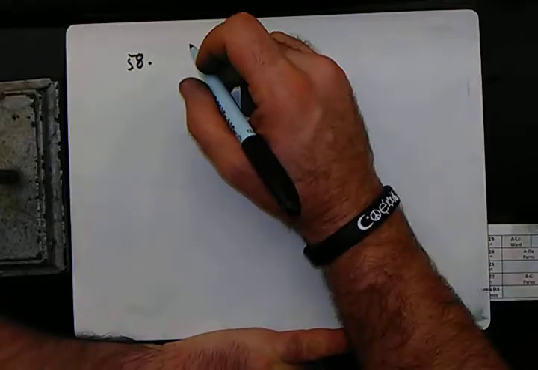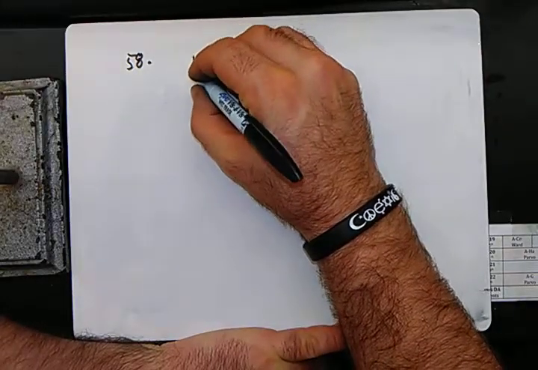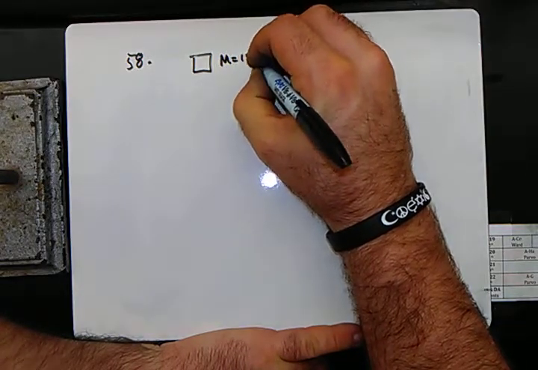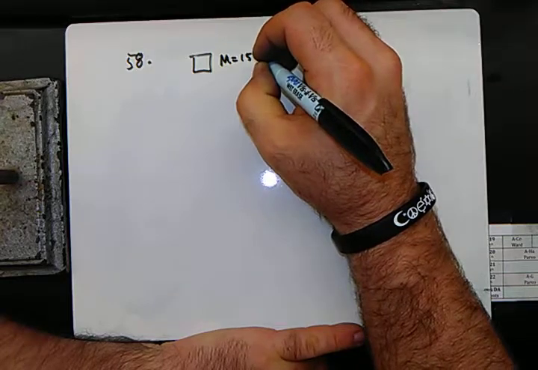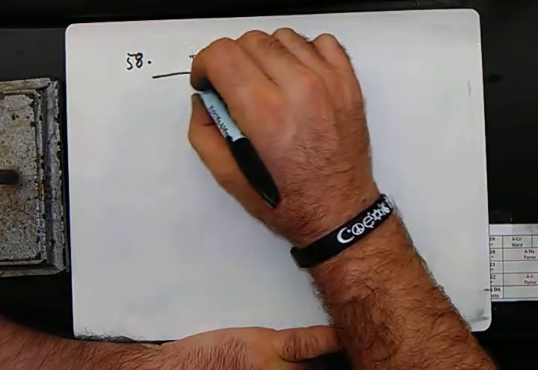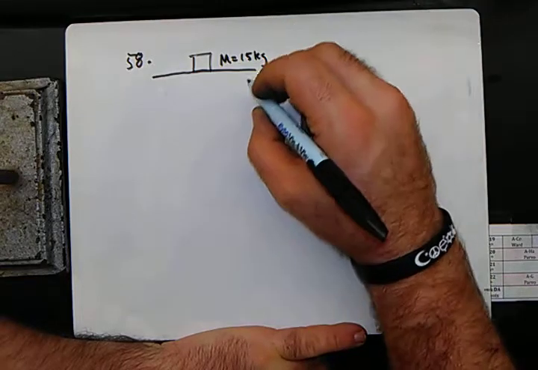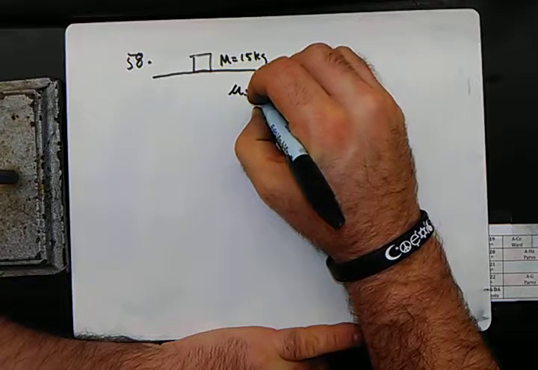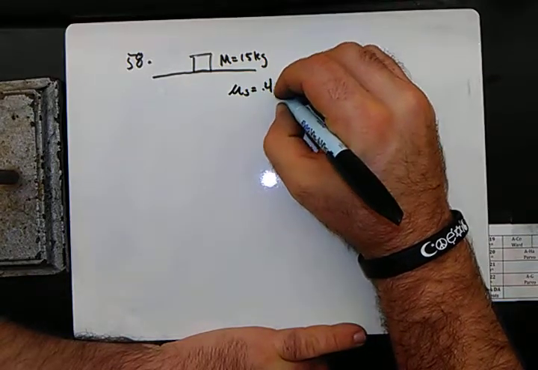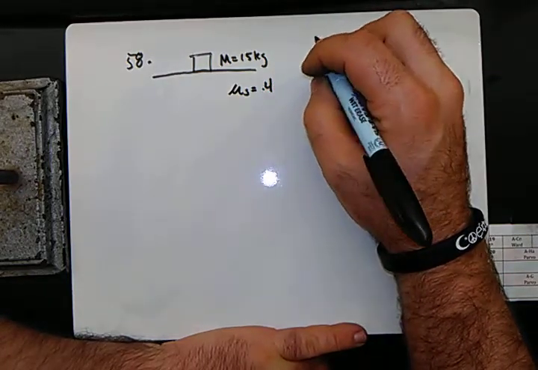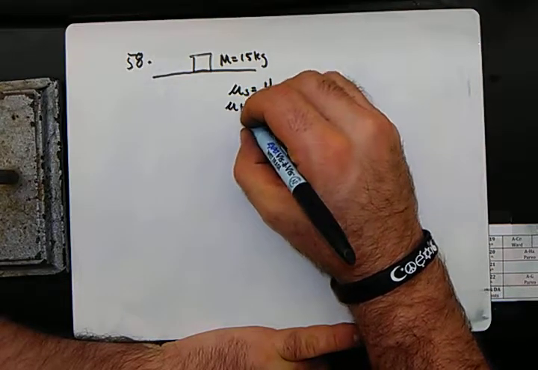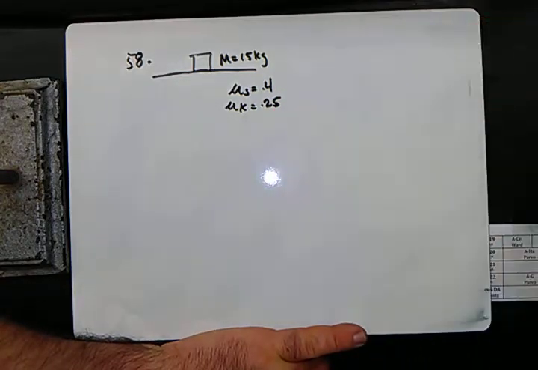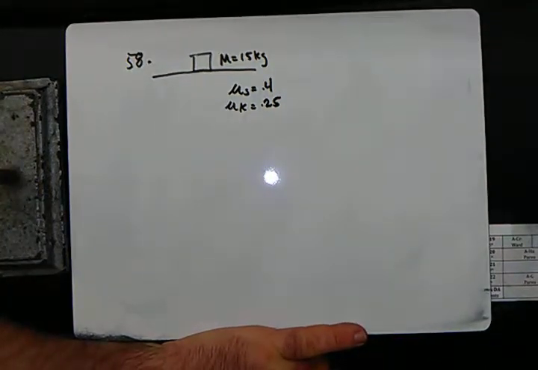All right, so a stationary 15 kilogram object is located on a table near the surface of the Earth. The coefficient of static friction is 0.4. The coefficient of kinetic friction is 0.25. Okay, so that's what they give us.